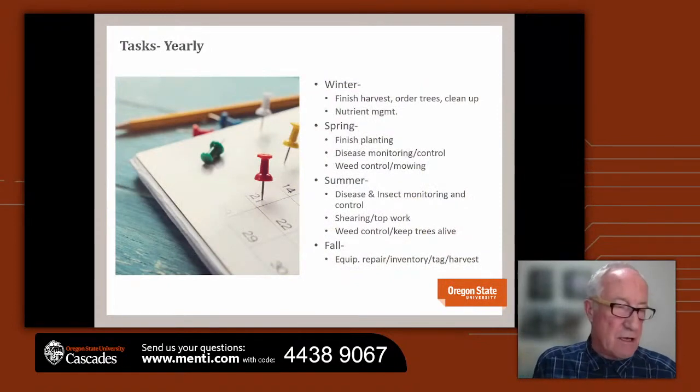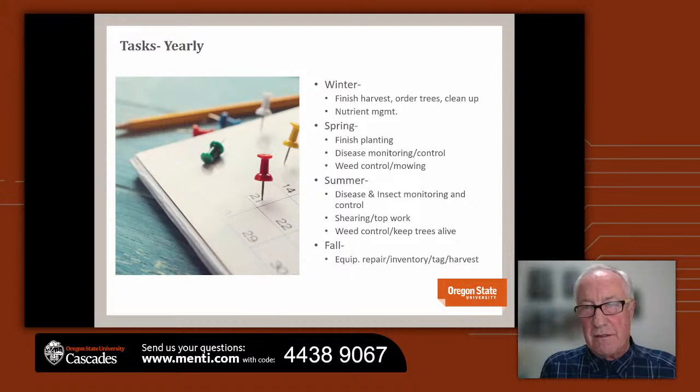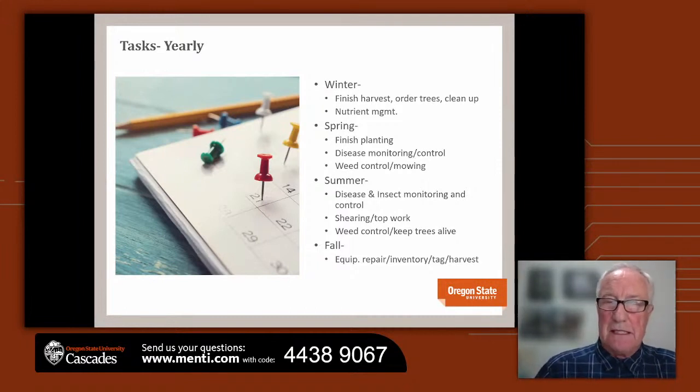Some of the yearly tasks that growers go through, if we looked at them by season: in the winter, certainly finished harvesting, order trees to plant, clean up, and nutrient management. Growers do fertilize trees, particularly as they get towards the latter part of the harvest cycle. And a lot of growers are doing tests of soil and foliage to see what the trees might need for nutrient status.